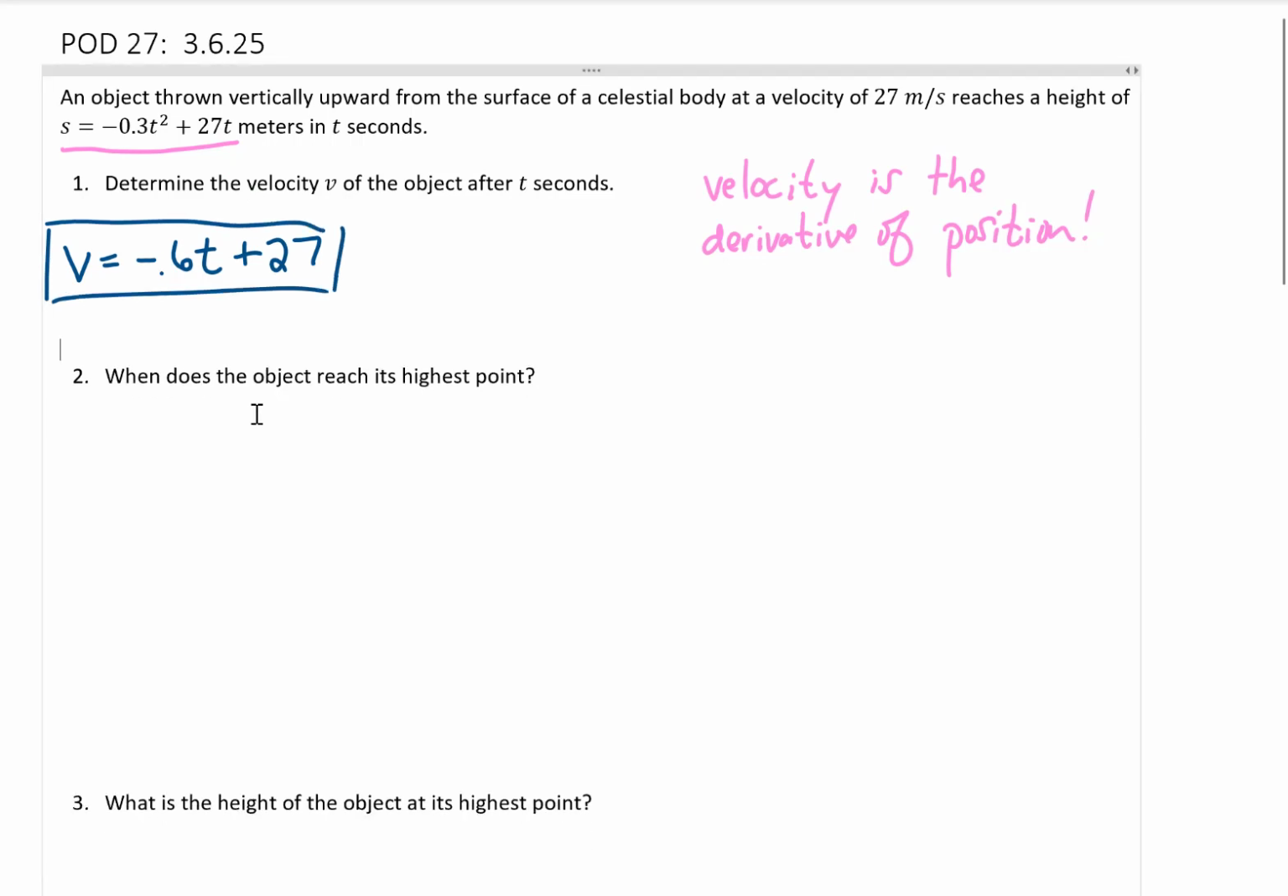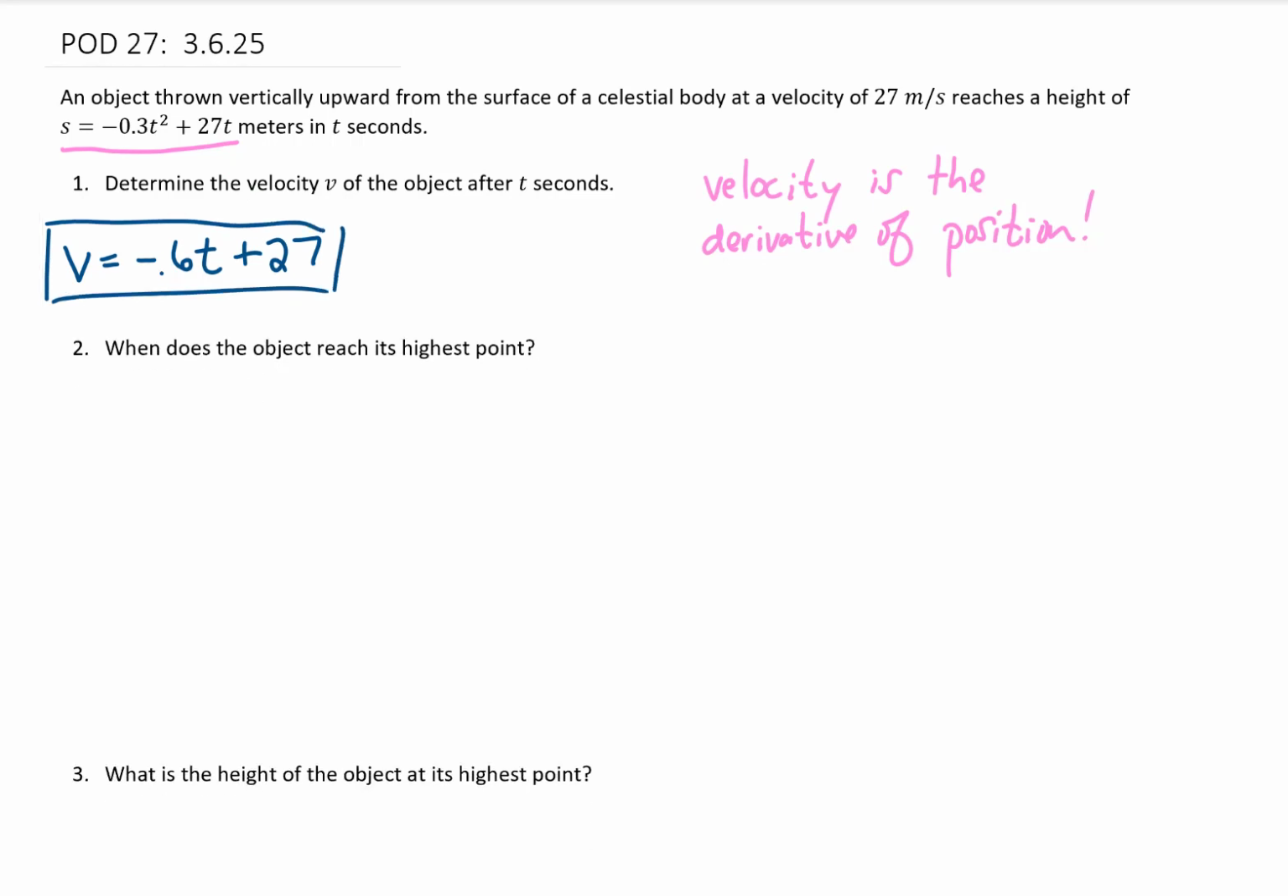So let's move to part 2 a little bit closer. The second question asks, when does the object reach its highest point? So your intuition might tell you that this object is going up and then it comes back down. And right here at this highest point, you'll notice something about the function of that object. More specifically, you'll notice that the slope of this position function here is 0 when the position function reaches its maximum. In other words, the ball goes up and then stops just for an instant and then comes back down. And just in that instant, the velocity of this object is 0.